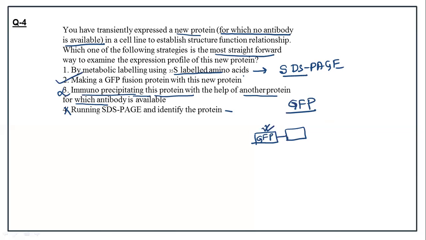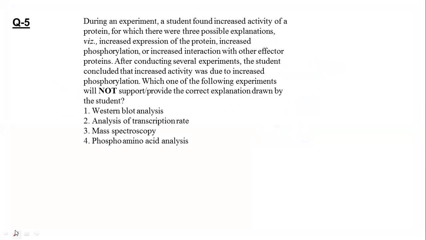The question says there are no antibodies available and you don't know the sequence of the protein, so labeling metabolically using S35-labeled amino acid is not a straightforward way. The most straightforward way is making a GFP fusion protein with this new protein, and GFP acts as a reporter gene. Now let's see the next question.